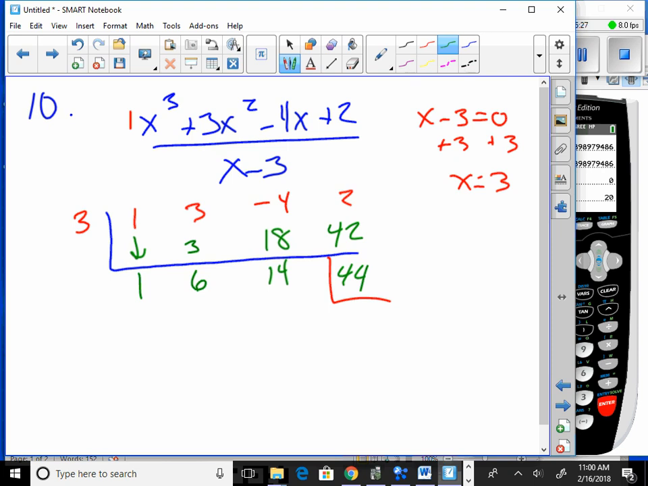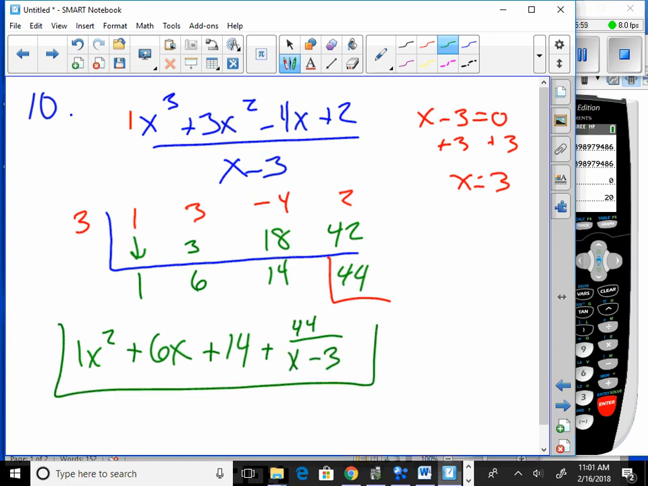Okay, now I have to write this back as an equation. So what variable should be with the 1? Perfect, 1x squared. 6x. What am I going to do with the remainder? I don't want to put in equals. Yeah, we divide it. So that 44, I'll go plus 44, and then you put it over the original denominator, which was the x minus 3. So if there's a remainder, you have to make a fraction with that part only.